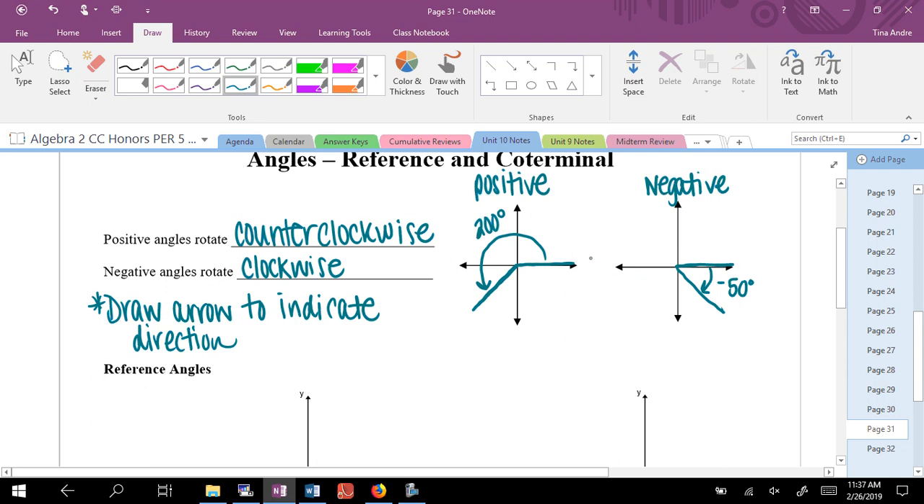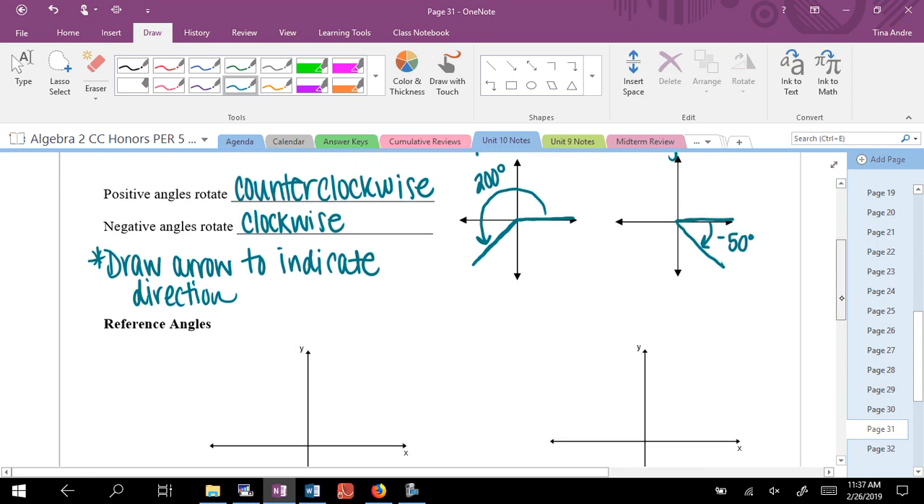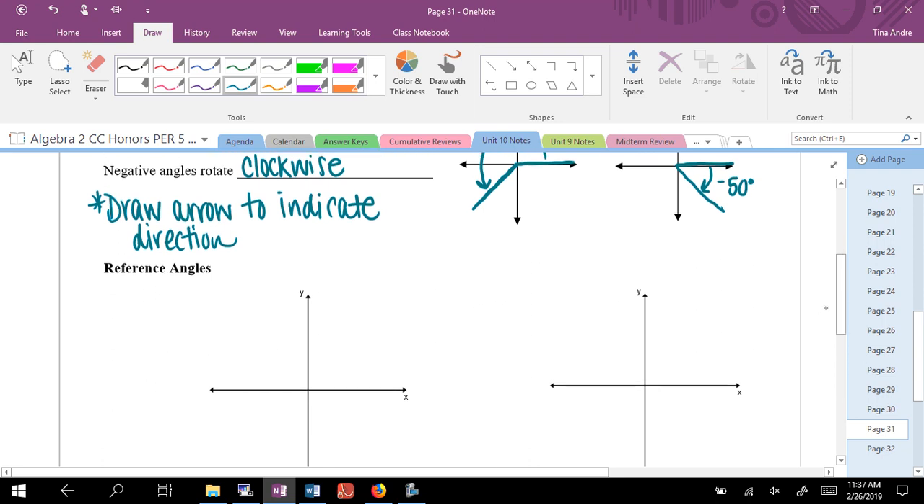So when I look at this 200-degree angle, the reference angle is this little acute angle here that's touching the x-axis. This negative 50, actually the reference angle of that is going to be the 50-degree angle. And that's going to be useful for finding exact trig values, which is what we're going to look at tomorrow. So for right now, reference angles, they're always going to be acute. So I'm just going to write that, always acute.